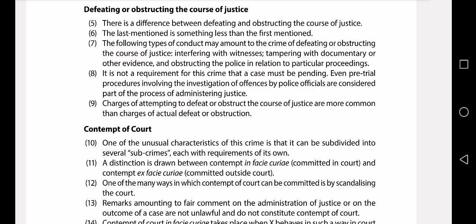It is not a requirement for this crime that the case must be pending. Even pre-trial procedures involving the investigation of offences by police officers are considered part of the process of administering justice. Charges of attempting to defeat or obstruct the course of justice are more common than charges of actual defeat or obstruction.